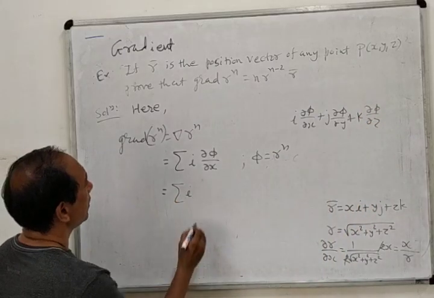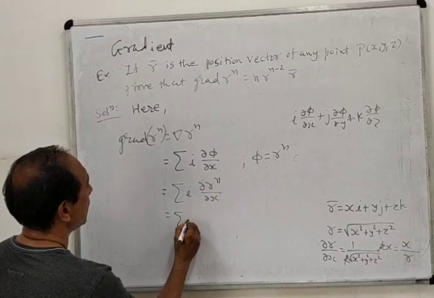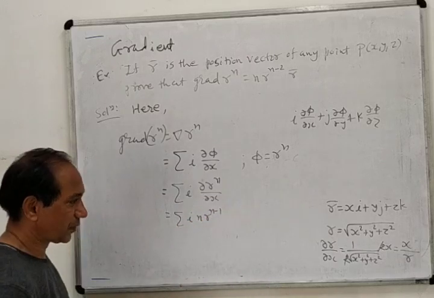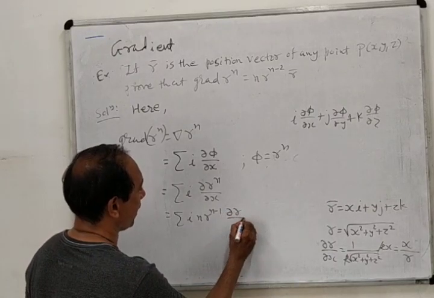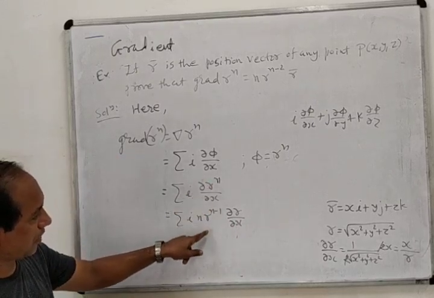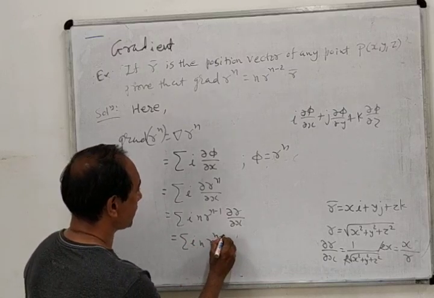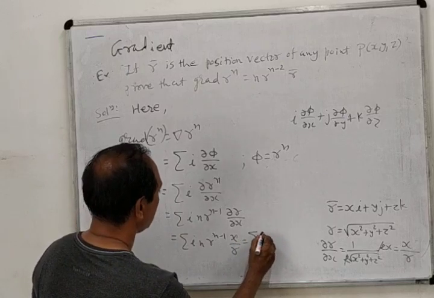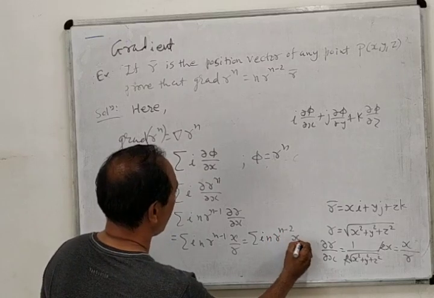See, this is what: del r raised to n by del x. Okay. So r raised to n has the derivative n r raised to n minus 1. But again we require the derivative of r, because we are differentiating with respect to x and r. And what is del r by del x? It is x upon r. Okay. So this is what: sigma i n r raised to n minus 2 into x.